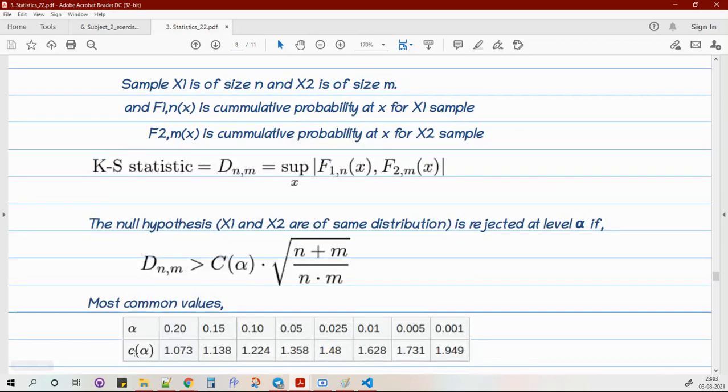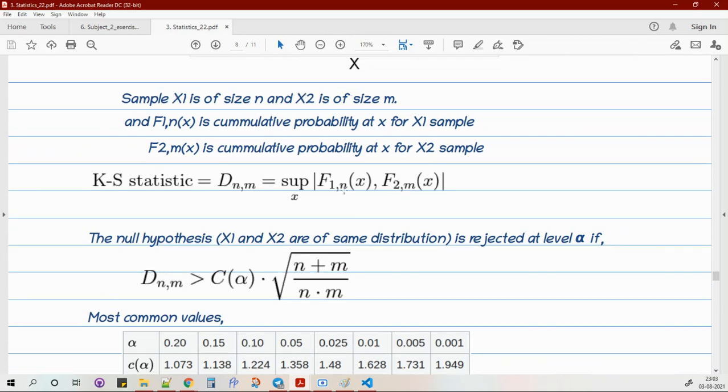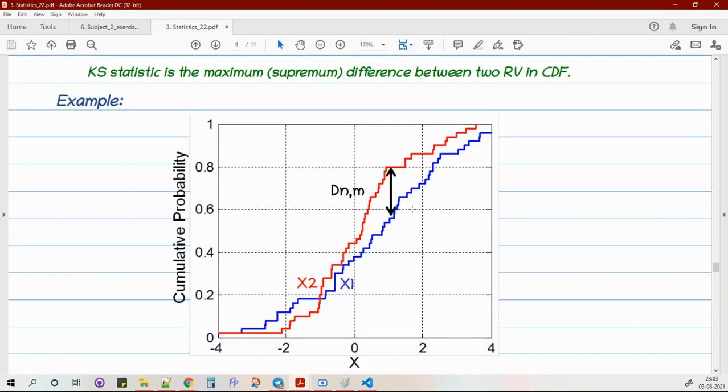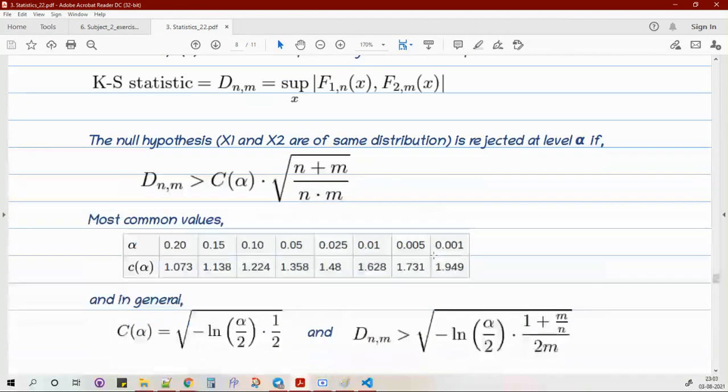Larger C alpha, so the larger the C alpha, the larger this value would be, under root nm divided by n plus m, divided by under root nm. So if this value is very very high, my dnm can be high also. I am allowing a large gap between two distributions, right? If I don't care much if they are the exact same distribution or not, I can take the larger value of alpha. That is allowing a larger value of d basically.